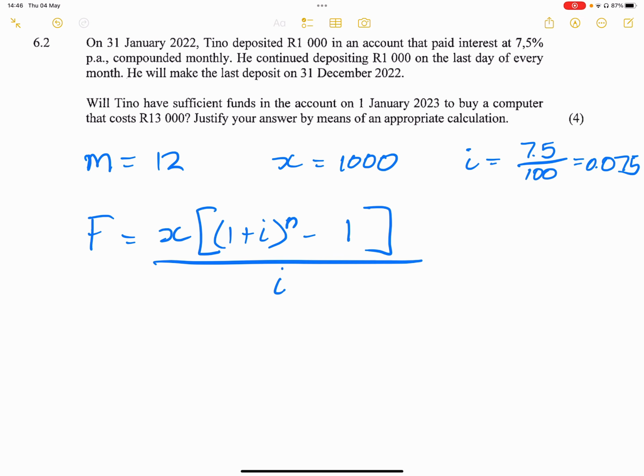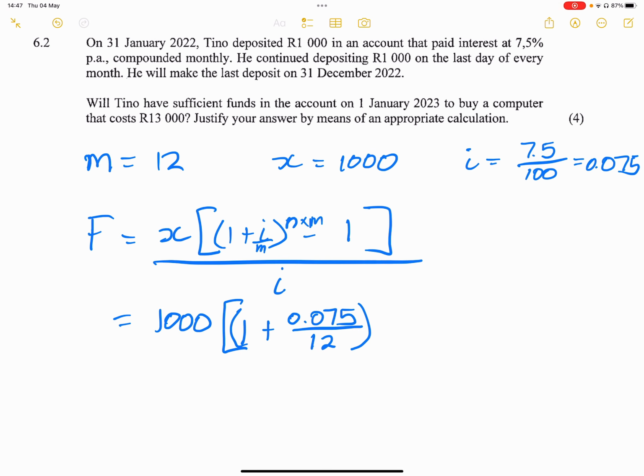In this case, we want to see what the future value is so that we can answer that question. So it's 1,000 rands on a monthly basis. We know we are depositing there 0.075, but remember this is I over M, and again this is N times M over here. So this is I over 12, because we are depositing on a monthly basis, and interest is compounded on a monthly basis.